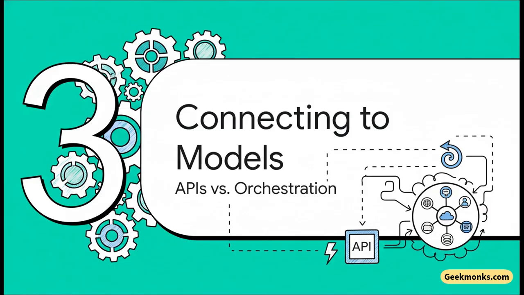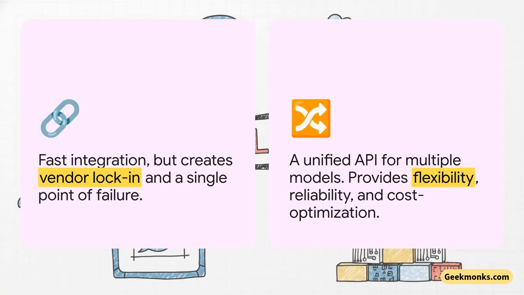This might sound like a small detail, but it's a huge architectural decision that impacts the resilience and flexibility of your entire future. So you've really got two main paths you can take here. The simplest path, a direct API call. You just point your code straight at, say, OpenAI's API. It's super fast to get started, but you're creating some serious vendor lock-in. And if their API has a bad day, your feature is toast.